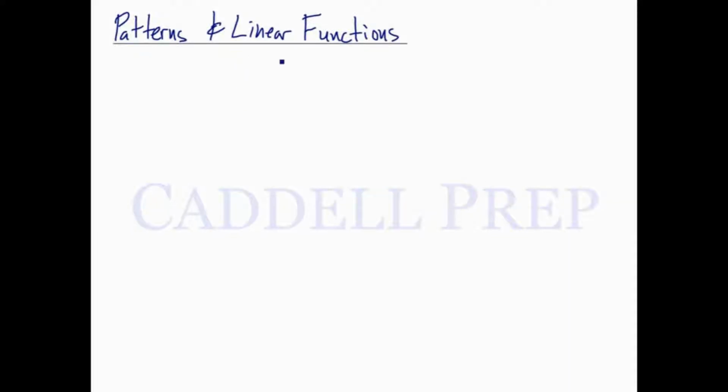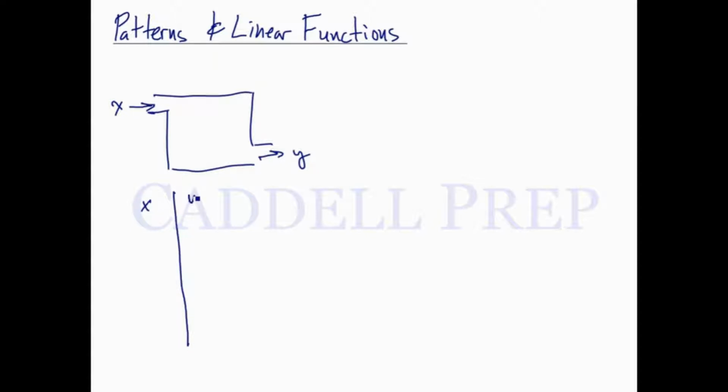Let's go over patterns and linear functions. So basically for a function, you think of it as some type of machine where you put one thing into it and out comes something else. So x could be any number and then we got a y value associated with it. So we might end up with something like this.